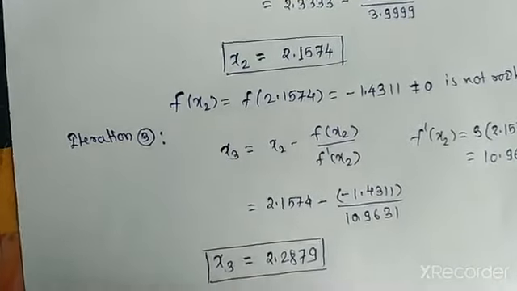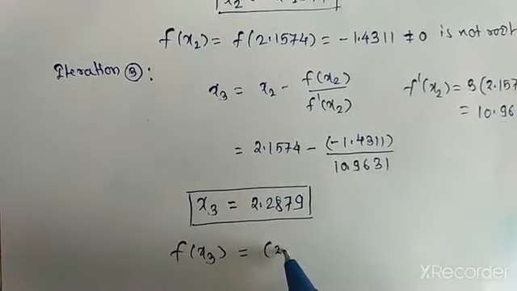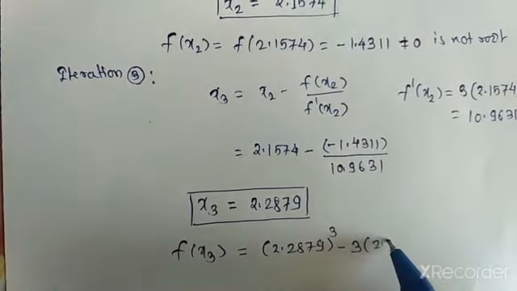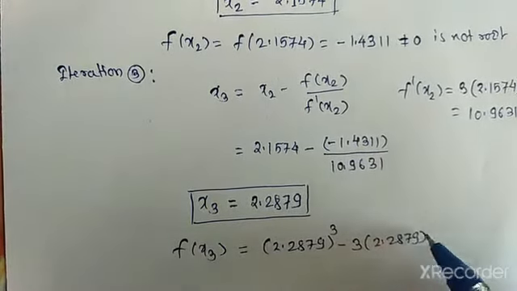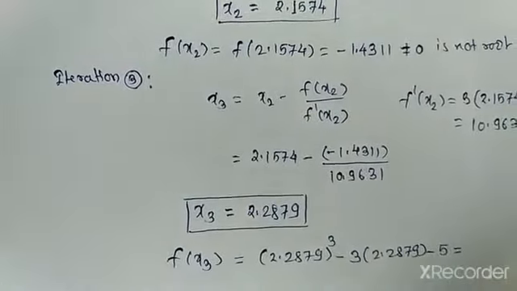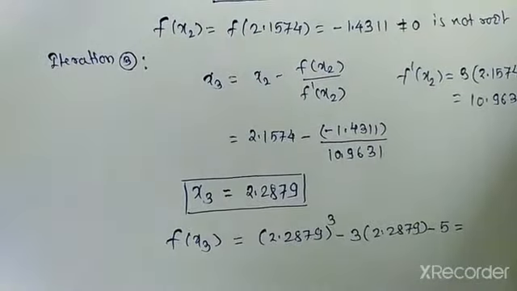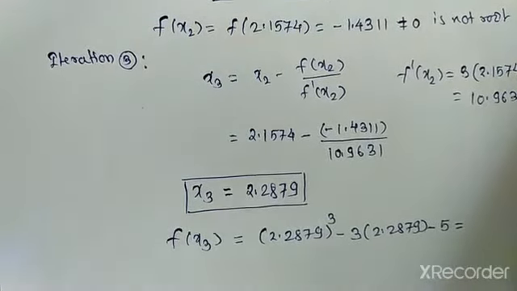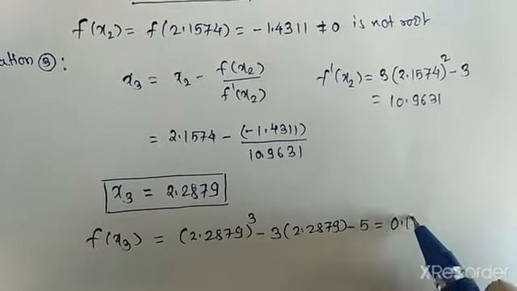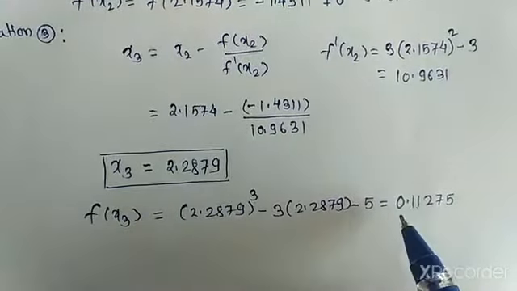So here we check f of x3, which will be equal to 2.2879 cubed minus 3 into 2.2879 minus 5. I will calculate it again on the calculator. So it will be the cube of 2.2879, then 3 into the answer, minus 5. Its total calculation will be 0.1127.